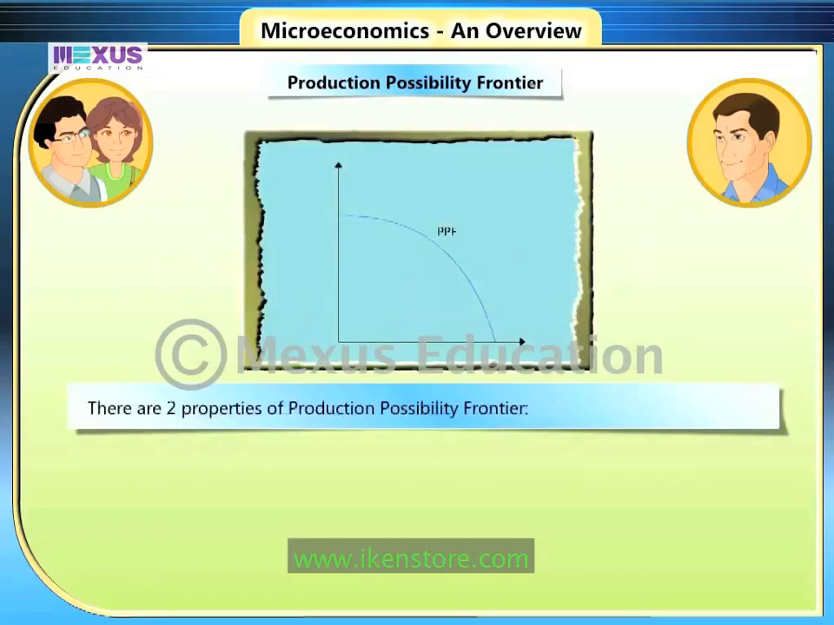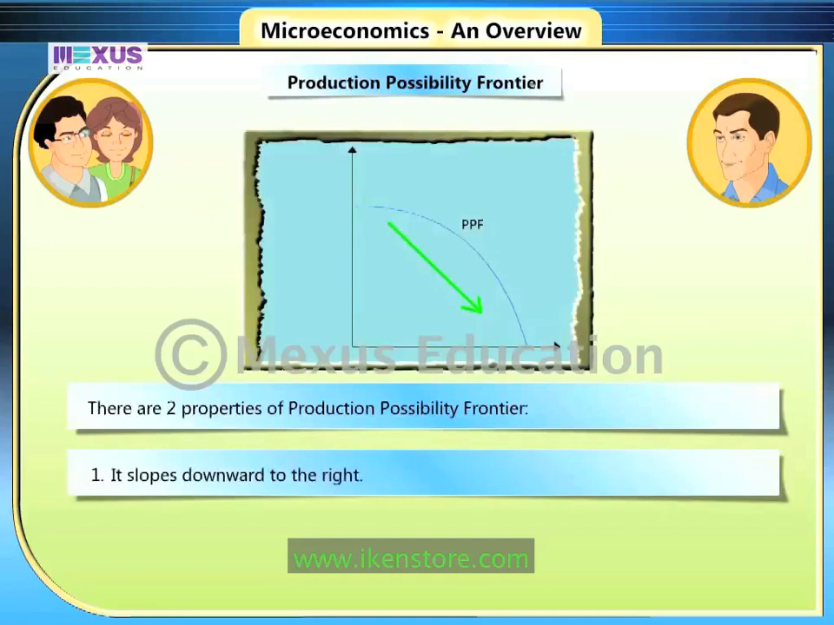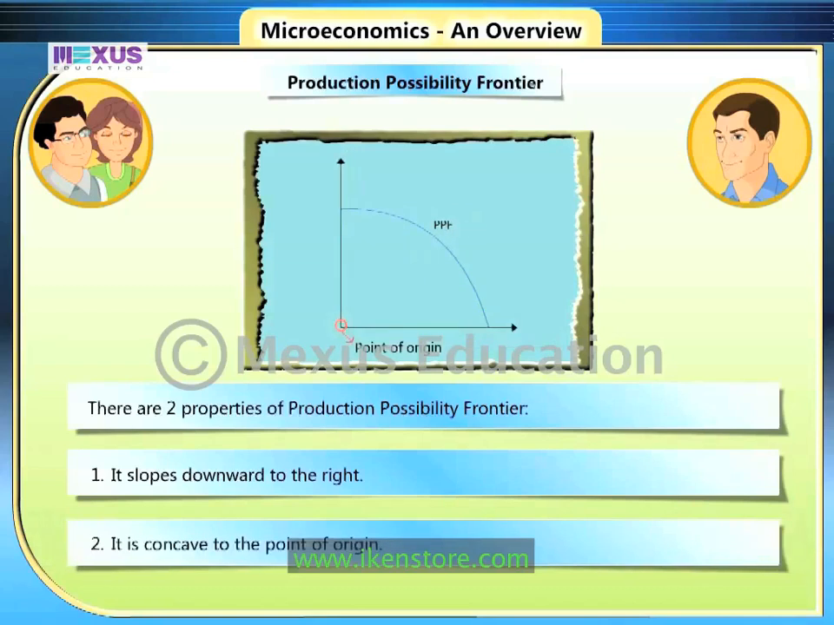There are 2 properties of the production possibility frontier. 1. It slopes downward to the right. 2. It is concave to the point of origin.